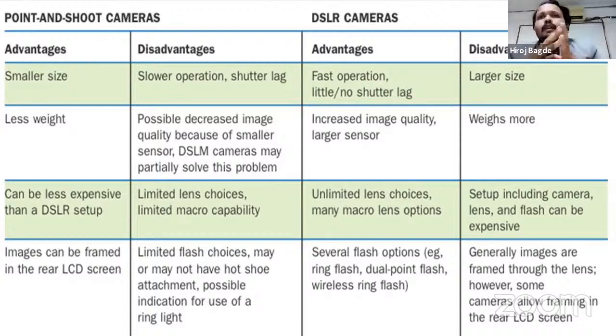But what about a point and shoot and what about a mobile? You cannot do these things in a point and shoot camera or in a mobile. You cannot add and detach different kinds of lenses. Nowadays, mobiles are having some macro lens attachments, but the problem is they are having... suppose we are publishing some research paper and we are having a case report in it.